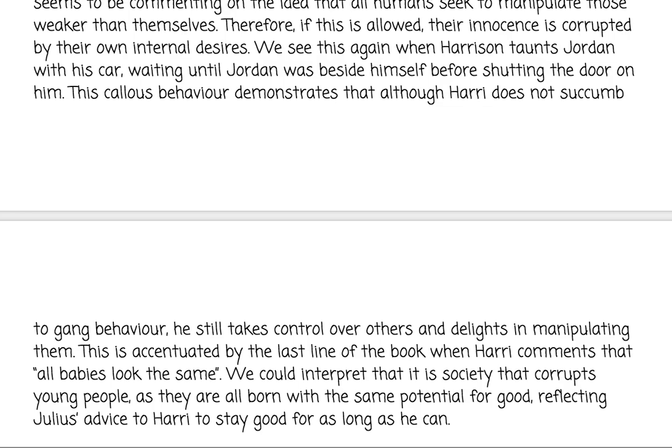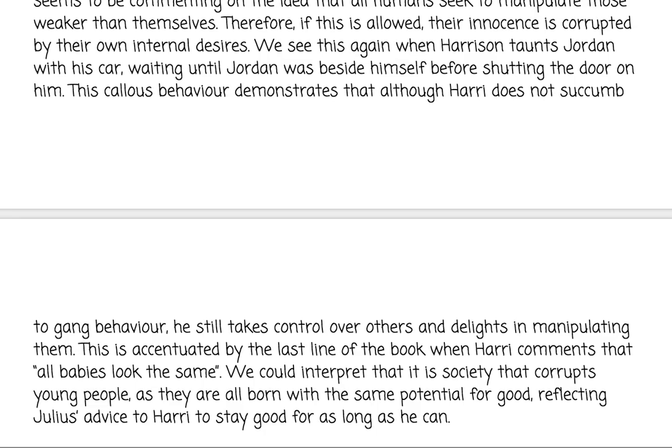We could interpret that it's society that corrupts young people, as we are all born with the same potential for good, reflecting Julius' advice to Harry to stay good for as long as he can. So it's really important for you to think about that idea of control and link it to the idea of innocence and the corruption of innocence as well.